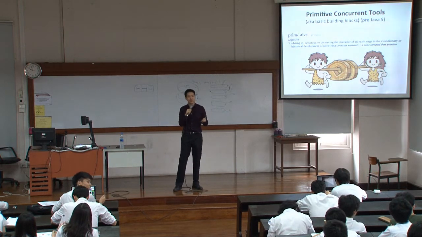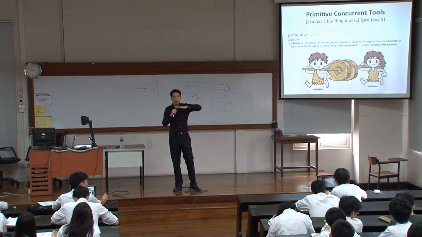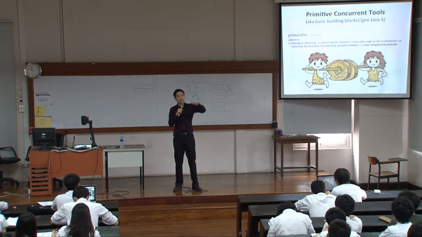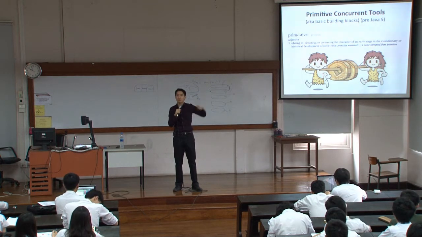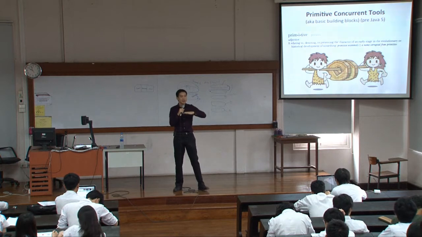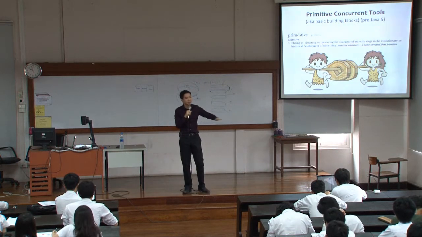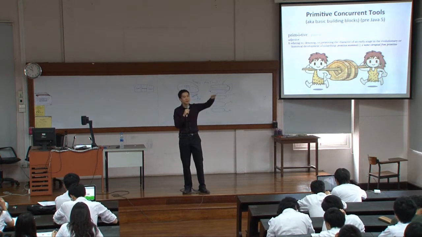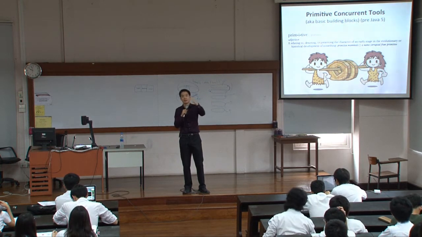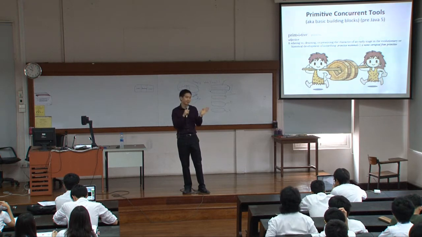And there's nothing wrong with them. It's just that with primitive tools, you can only do so much. But with modern tools, you can do a lot more. But why do we need to cover primitive tools? It's because they serve as the building blocks for all the modern concurrency tools that we will see down the road in the later slides.